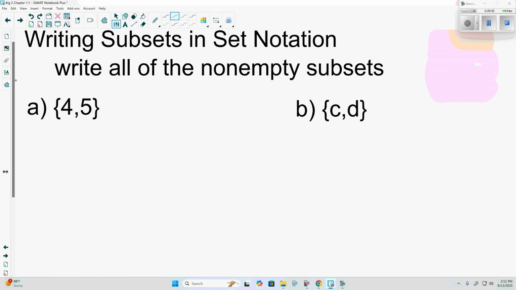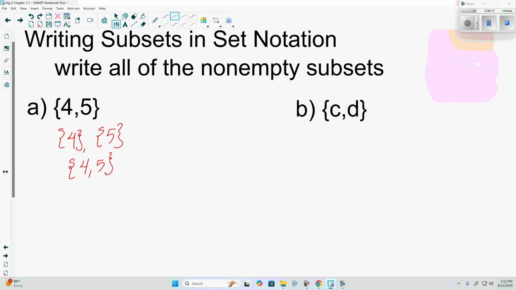So if we look at the first one, {4, 5}, one of our subsets could be the set containing the number 4, because this here, the set containing 4, is a subset of the set {4, 5}. Yes? What's another one? The set containing 5 would be a subset, yes? There's one more. The set containing 4 and 5, {4, 5}, would be a subset of the set {4, 5}. Those are all the subsets. We have every subset for the set {4, 5}.